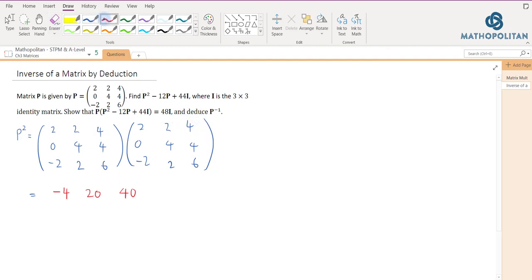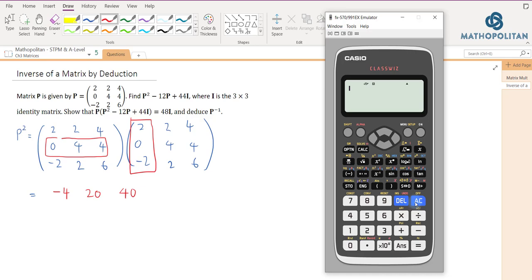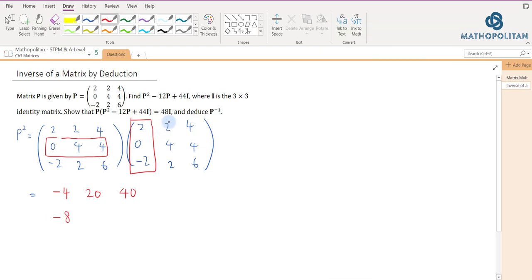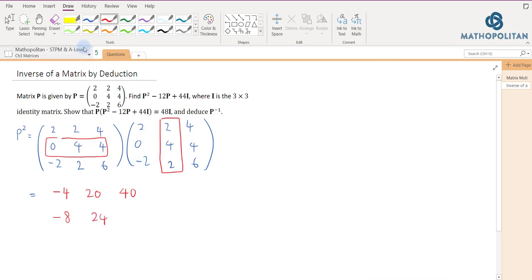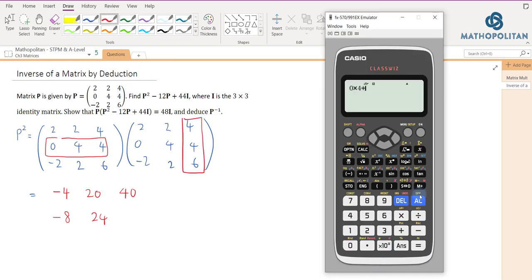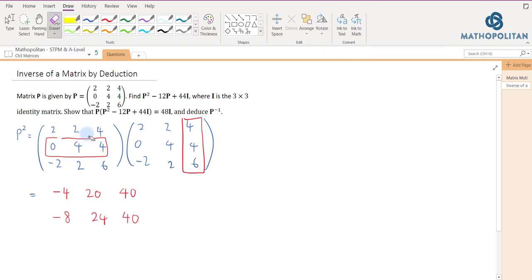Now we move on to the next row, and we start back from the first column again. So second row 0, 4, 4, and first column 2, 0, and negative 2. Here this is 0 times 2 plus 4 times 0 plus 4 times negative 2. So that's negative 8. Moving on to the next column, that's 0 times 2 plus 4 times 4 plus 4 times 2. So we get 24. And let's move to the third column. So that's 0 times 4 plus 4 times 4 plus 4 times 6. So that's 40.